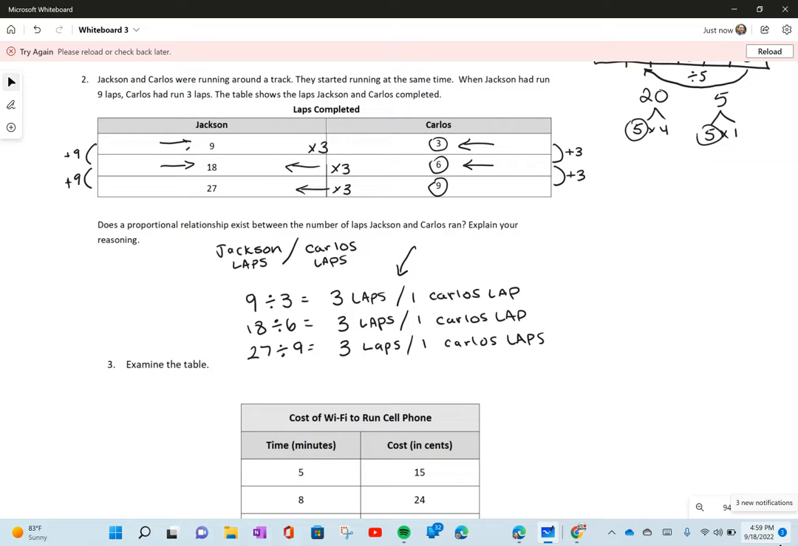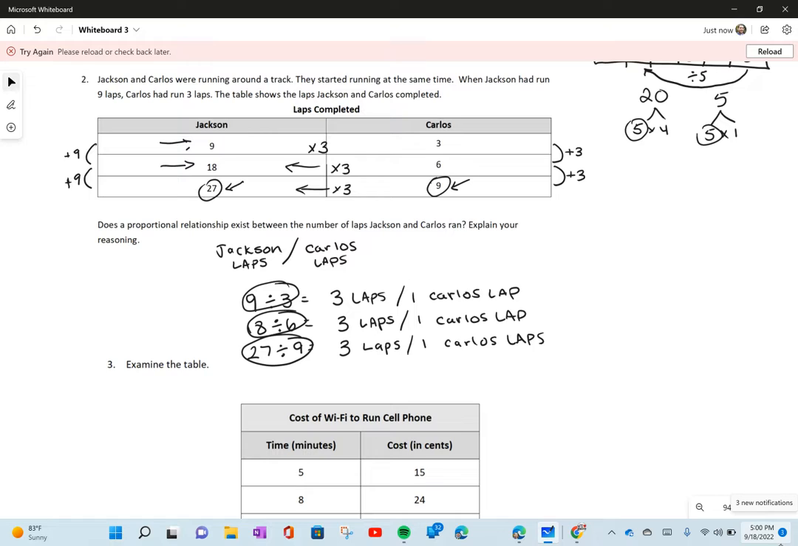You would not say that 27 and 3 are corresponding values, because when Jackson runs 27 laps, Carlos doesn't run 3, Carlos runs 9. So those are the corresponding values. The 9 and the 27 are corresponding. And there is an equivalent ratio between each pair of corresponding values. There's an equivalent ratio. This ratio, and this ratio all equal 3.